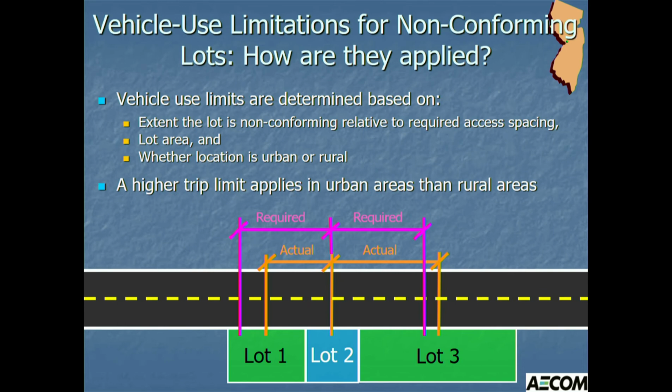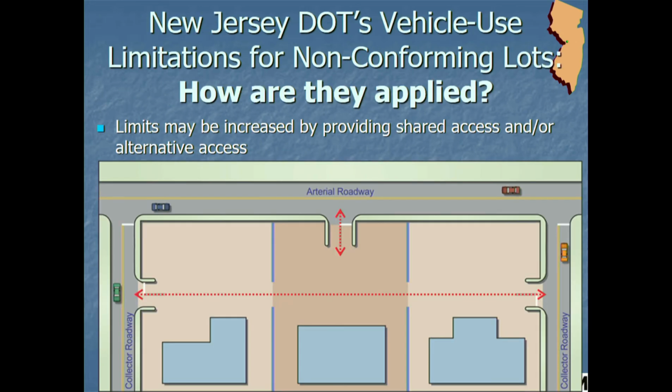The amount of traffic that would be allowed would be based on how much deficient they are in terms of the spacing, as well as the area of the lot and whether the lot is in an urban or rural area. But the provisions that New Jersey DOT established do allow for higher limits if there's alternative access or shared access.